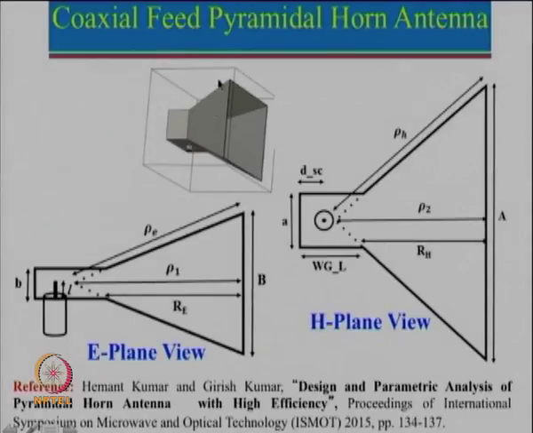So here is a horn antenna. You can actually see that this is where we are feeding the horn antenna. You can actually see the side view from here. One can actually see this dimension B over here. And this is where we are feeding it. And if you look from the top, you will actually see only the coaxial feed over here.